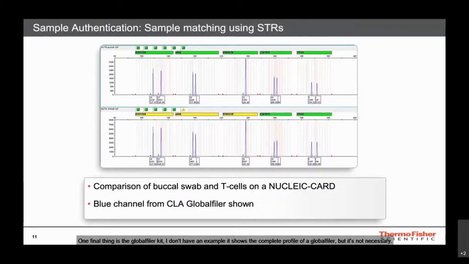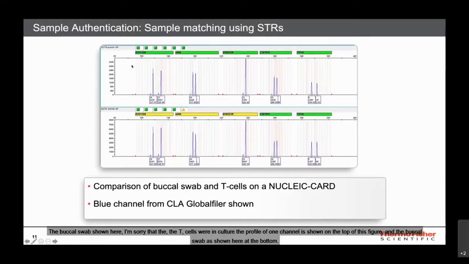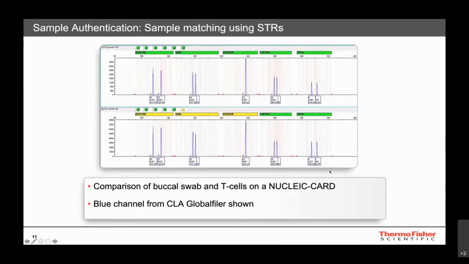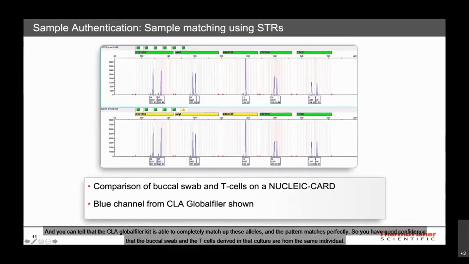One final thing is the Global Filer kit. I don't have an example that shows the complete profile of Global Filer, but it's not necessary, because here what we've done is we have matched a buccal swab with T cells derived from that same individual. The buccal swab is shown here. I'm sorry, the T cells going in culture, the profile of one channel is shown on the top of this figure, and the buccal swab is shown here in the bottom. And you can tell that the CLA Global Filer kit is able to completely match up these alleles, and the pattern matches perfectly. So you have good confidence that the buccal swab and the T cells derived in that culture are from the same individual.